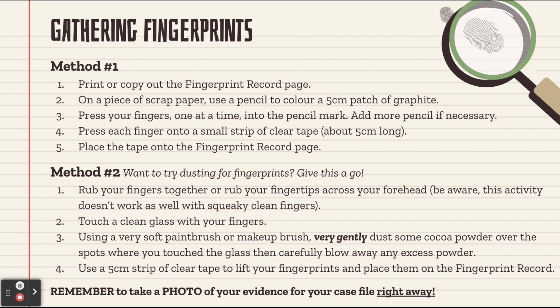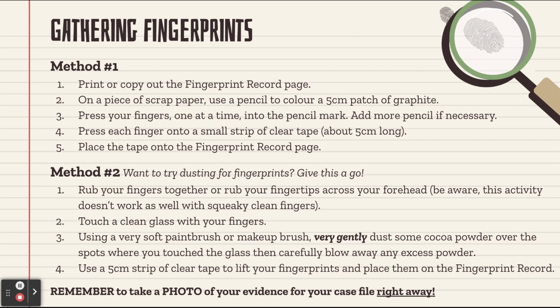Now, if you want to try dusting for fingerprints like a real detective, maybe you want to give method number 2 a go. For this, you want to rub your fingers together or maybe rub your fingertips across your forehead by your hairline, on your nose, or another area. You just want to make sure that your fingers are not super squeaky clean, so don't wash your hands first. Next, touch a clean glass with your fingers, and you're not dragging your fingers along the glass or touching it over and over again.